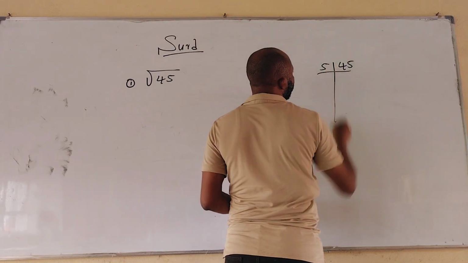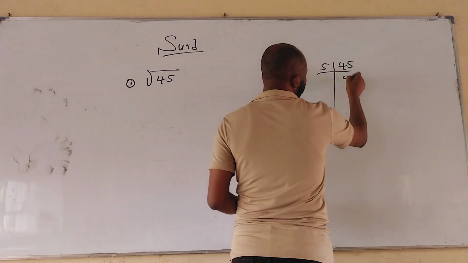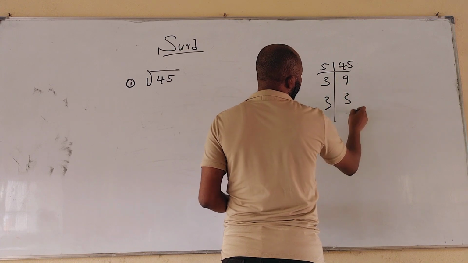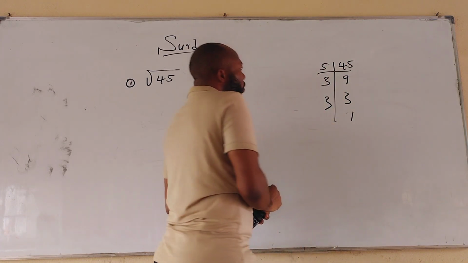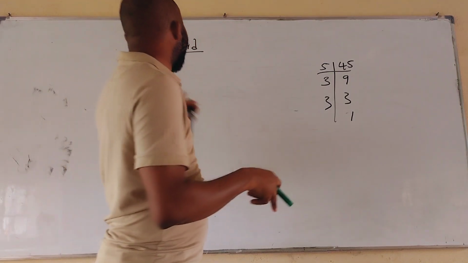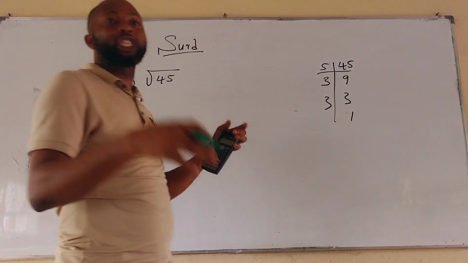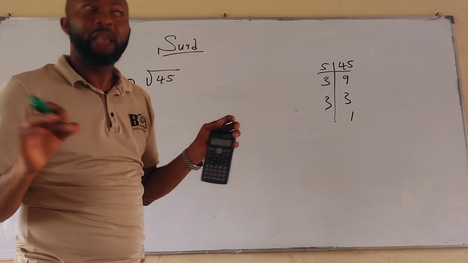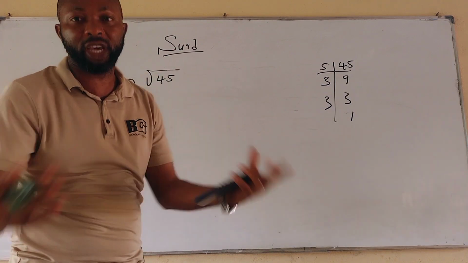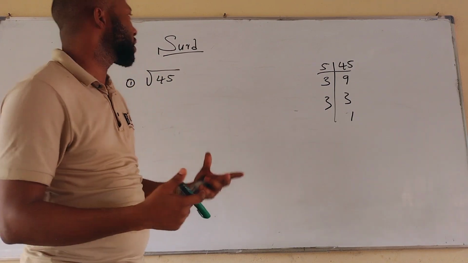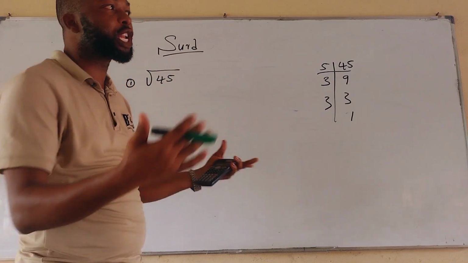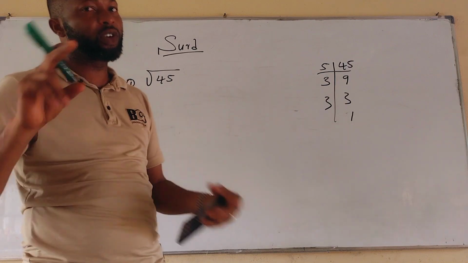45 divided by 5 will give you 9. 3 goes into 9 to give us 3, and 3 goes into 3 to give us 1. So, why am I simplifying the surd? The reason is, I want to get a factor inside this number which can give me a perfect square. If I can get that, it means I can break it down further. Otherwise, I'll be stuck because root 45 is not a perfect square. It cannot just give me a direct answer, like root 9, which is 3.